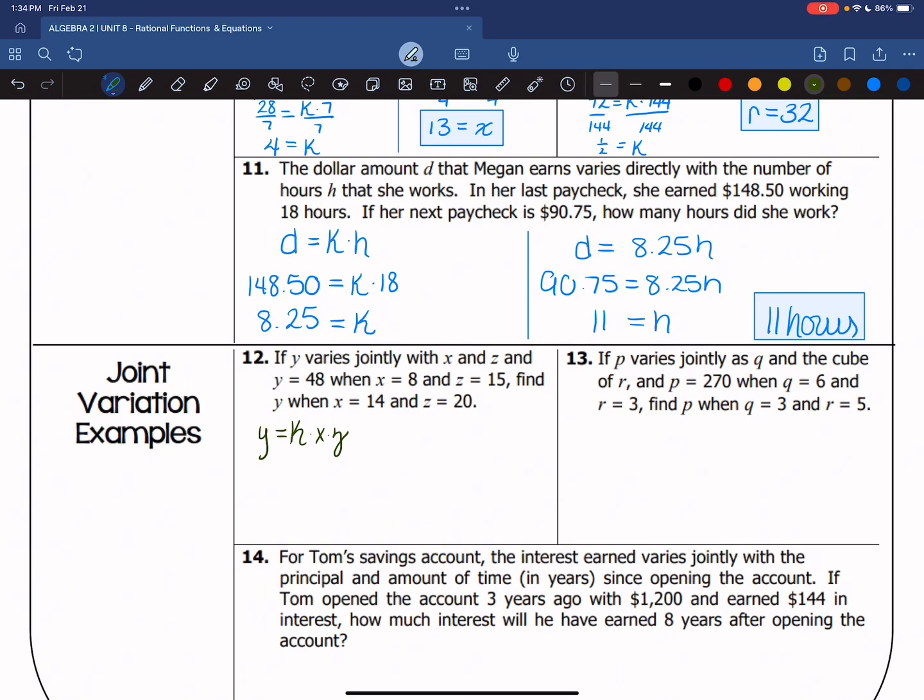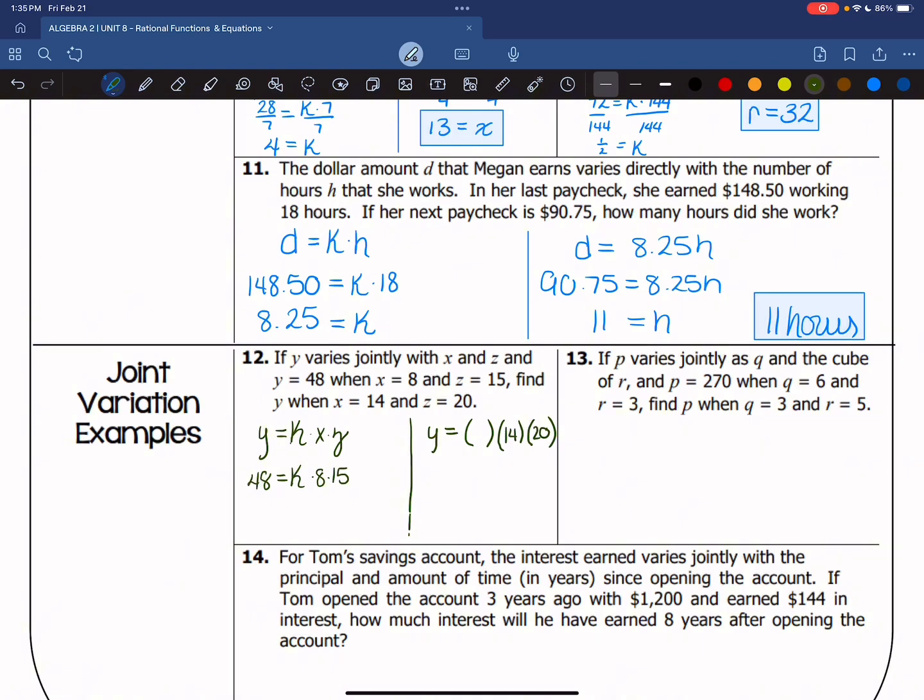It goes on to say if y is 48 when our x is 8 and z is 15, we're going to want to find y when x is 14 and z is 20. So my final, I'm going to want to say what's y. I'm going to need to know my k value. My x value is going to be 14 and my z is going to be 20. But before I can find y, I'm going to need to know that k value. So let's solve for that here.